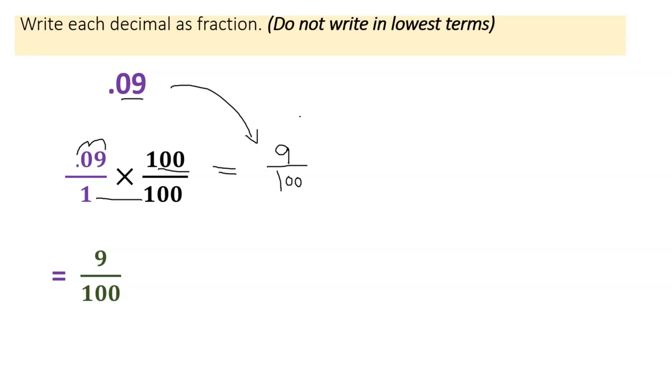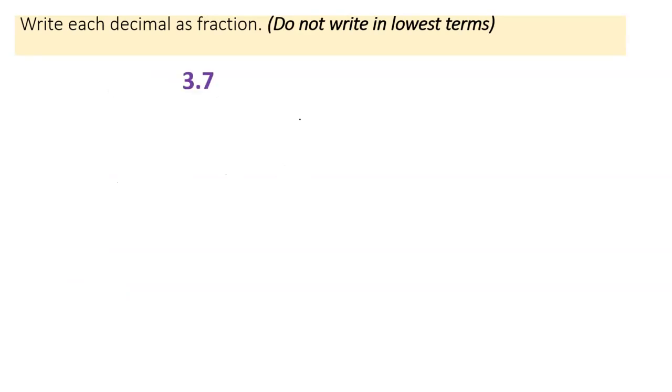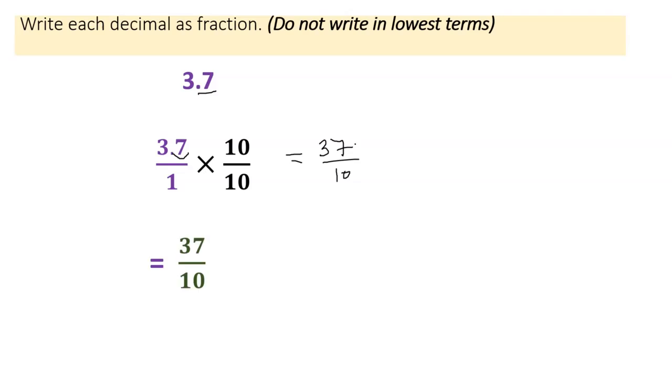Let's try one more example, changing a decimal into a fraction. 3.7. 3.7 has 1 number after the decimal, so we will multiply the top and the bottom by 10. So here we go. 3.7 over 1, I multiply by 10 over 10. My denominator will not change, it will stay 10. And on the top, I'm going to move 1 place to the right. That will make the top number 37. My final answer is 37 over 10. And that's how you change any decimal into a fraction.